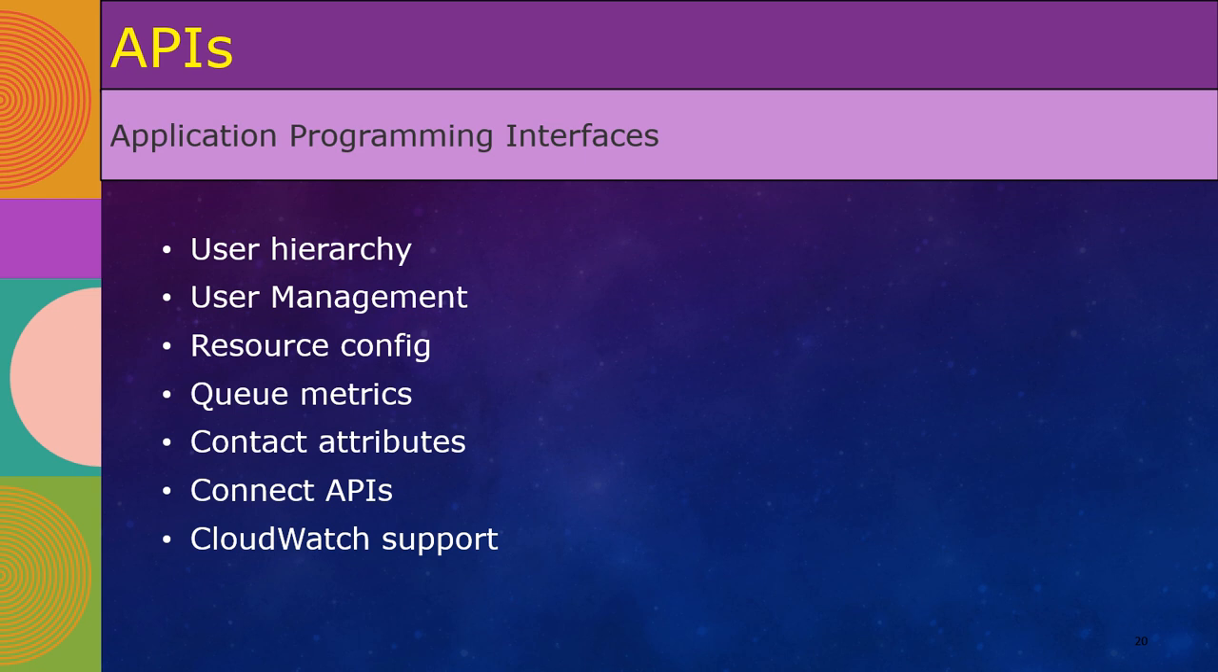The resource configuration, you can do things dynamically with resources like create a queue, create a routing profile, anything you might want to do programmatically. And then there's Q metrics. You could do anything with Q metrics.